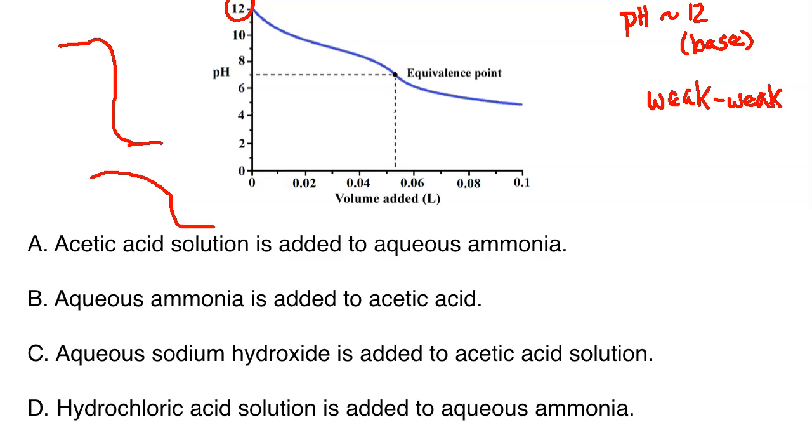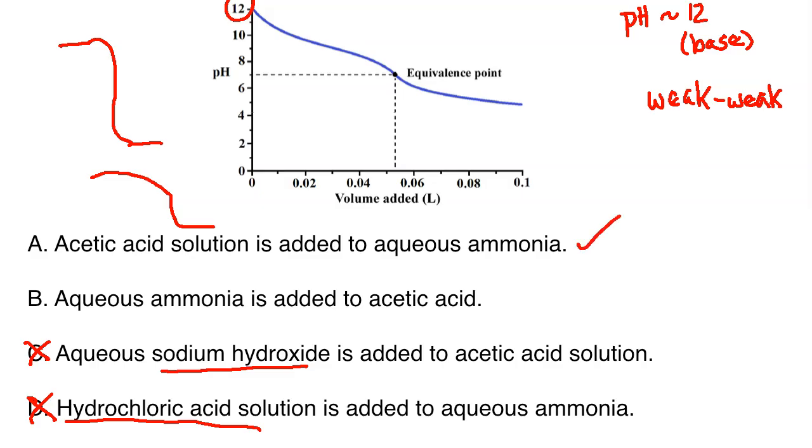So first of all, the fact that we know we have weak means sodium hydroxide, that's strong. C must be out. Hydrochloric acid is strong. That also has to be out. So we're already down to a 50-50 shot. Now pay attention to the order in which the words are placed. For A, it says acetic acid solution is added to aqueous ammonia.